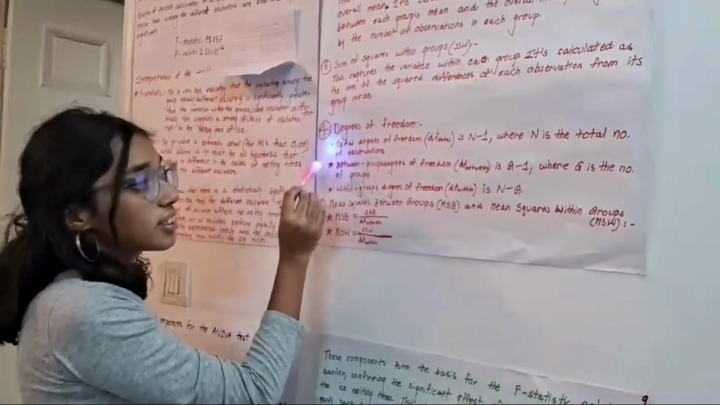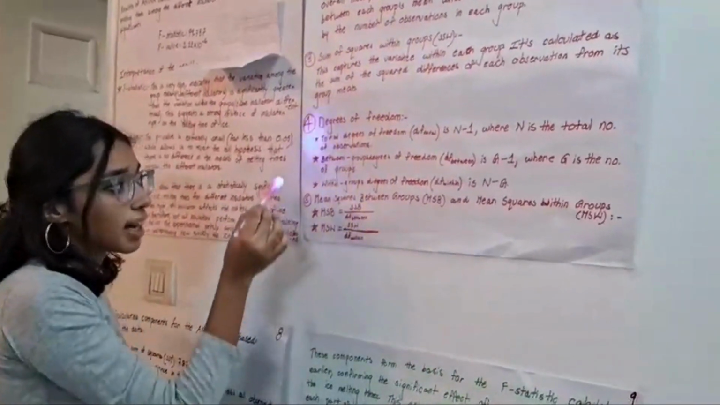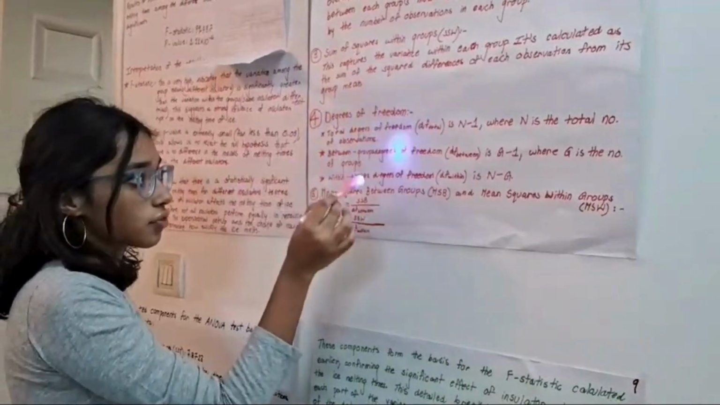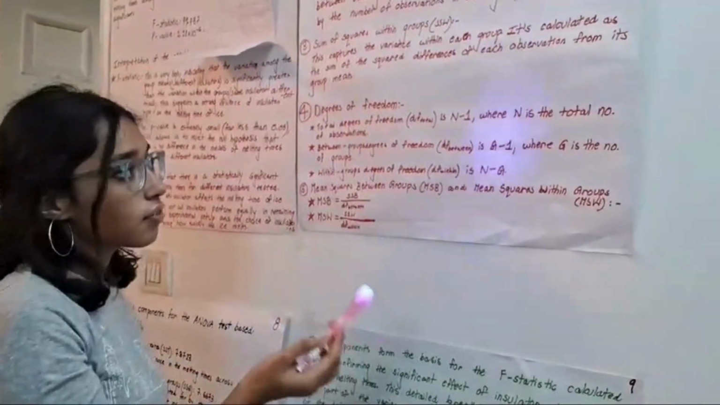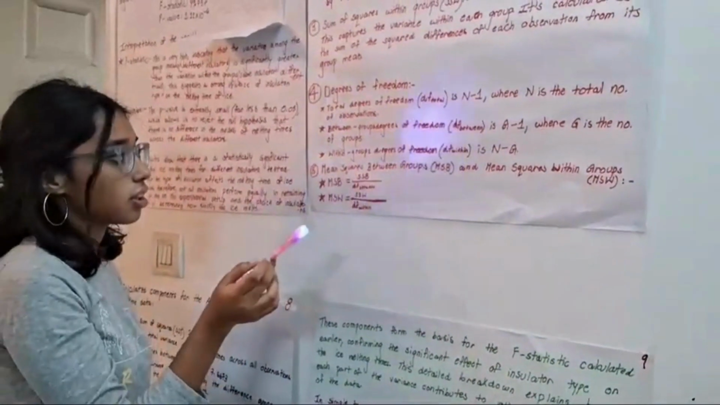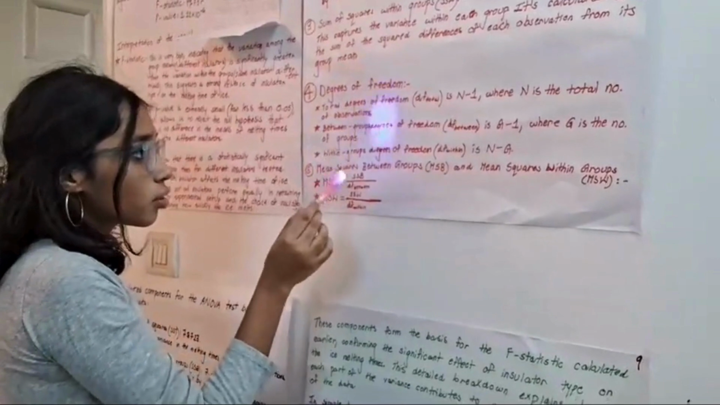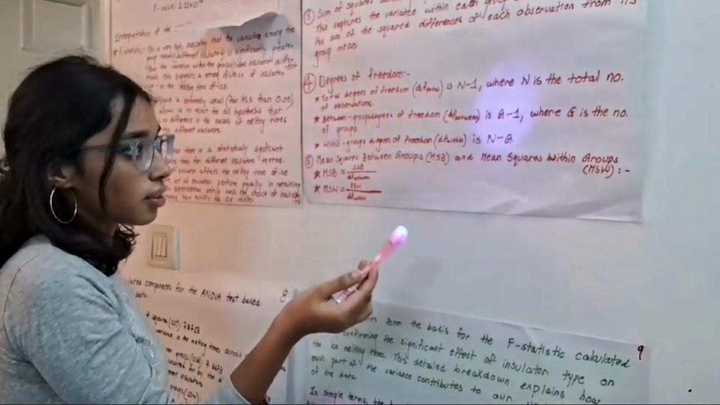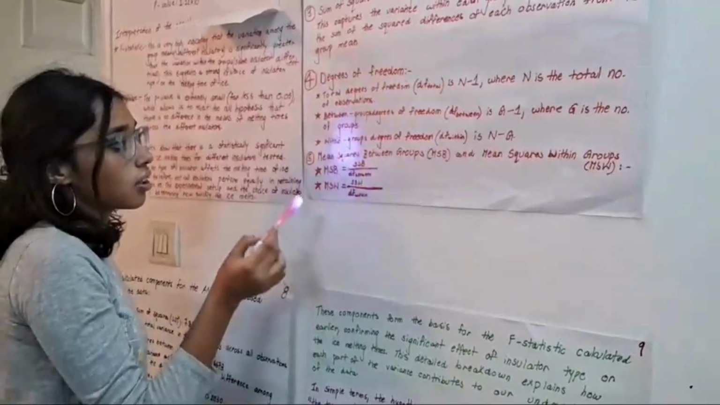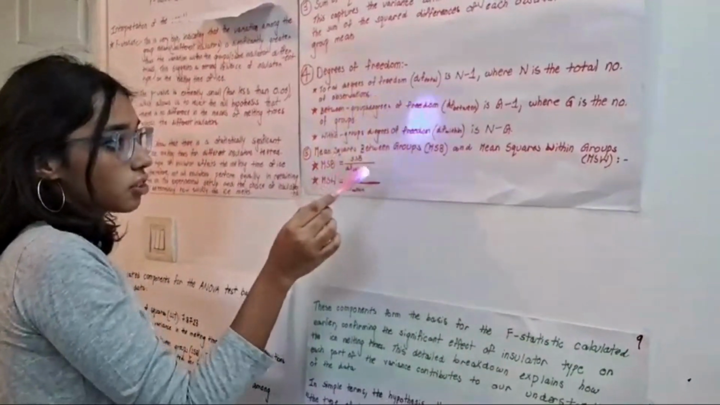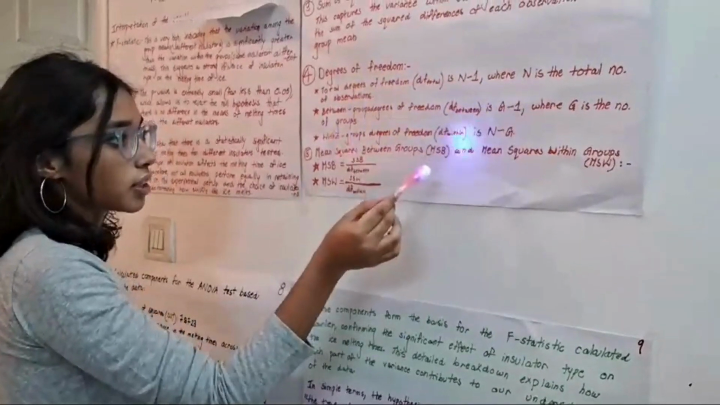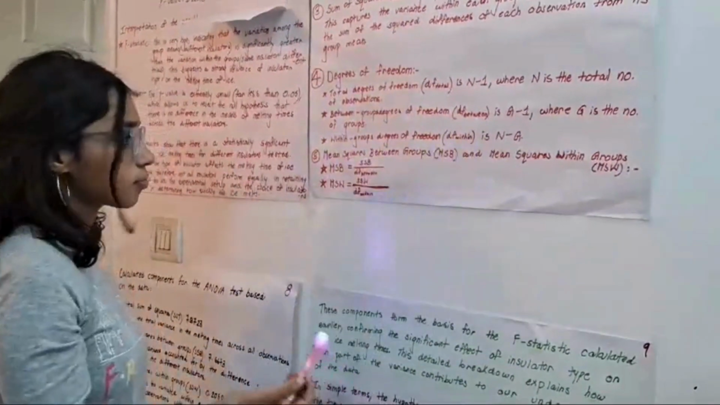Next, we're going to talk about the degrees of freedom. So we have three parts in degrees of freedom. Firstly, we have total degrees of freedom, df total, which is n minus 1, where n is the total number of observations. Next, we have between group degrees of freedom, df between, which is g minus 1, where g is the number of groups. Then we have within groups degrees of freedom, df within, which is n minus g, meaning number of observations minus number of groups.